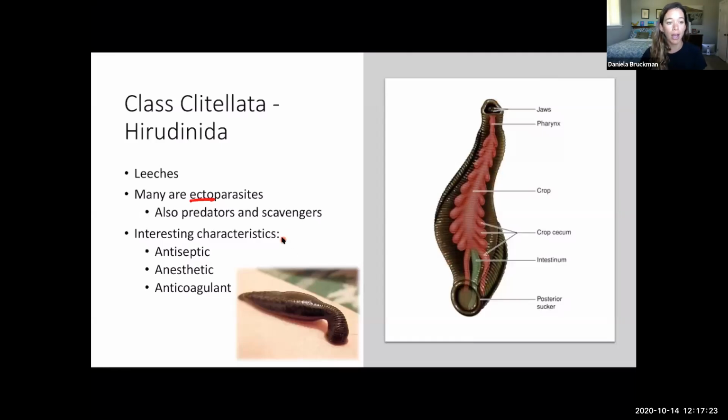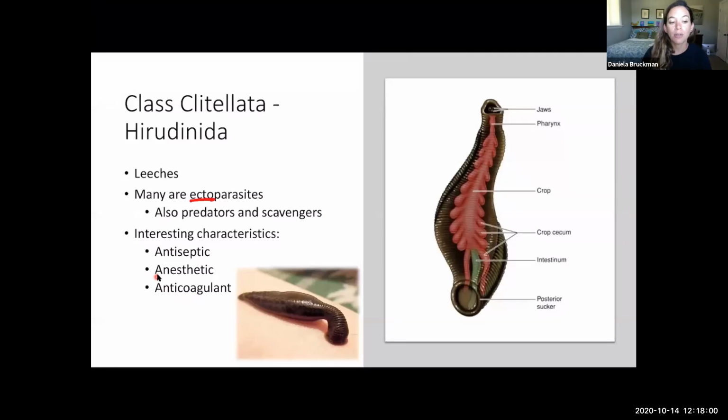Now, one of the cool things about leeches is that they produce three interesting substances that facilitate their parasitic life cycle or lifestyle. I think of them as the 3 A's. So they produce an antiseptic, which helps to clean the area that is about to be bitten. And that kind of gets rid of all the bacteria and all of the microbes that could potentially get into the leech's body as it's feeding on blood. So it's, you know, very nice and clean and sanitary.